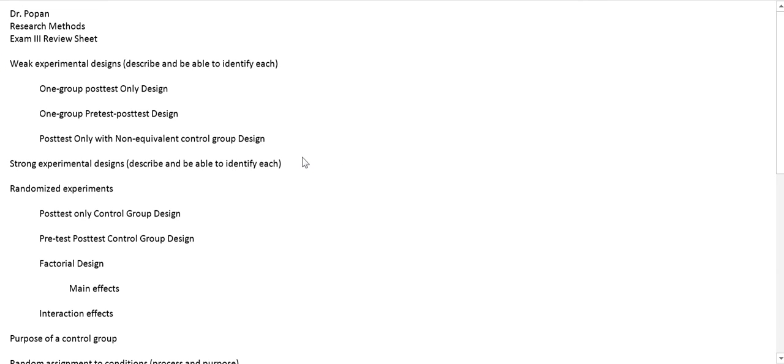Alright, so I didn't get a chance to go over the review sheet in class. We ran out of time, so I want to briefly go through the review sheet now. So for the final exam, it will cover mostly chapters 8 and 9, although I dipped a little bit into chapter 10. So it'll cover the chapters on experimental design and a little bit on quasi-experimental design.